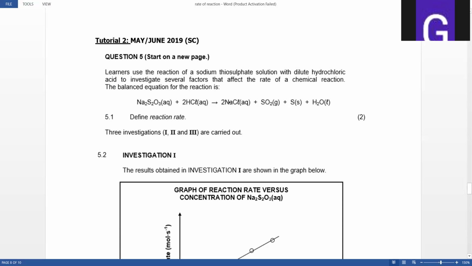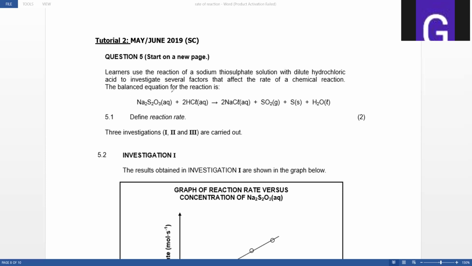Okay, then now, let us proceed with the second tutorial. In the second tutorial, it says, let us use the reaction of sodium thiosulfate solution with dilute hydrochloric acid to investigate several factors that affect the rate of chemical reaction. The balanced equation for the reaction is given below. Sodium thiosulfate is an aqueous solution. Hydrochloric acid is also aqueous.